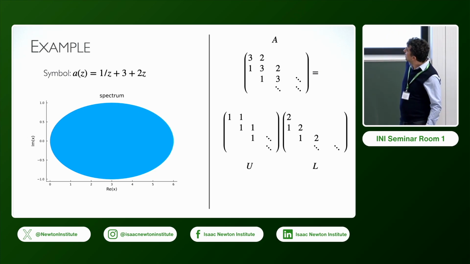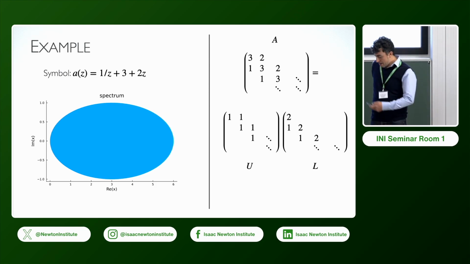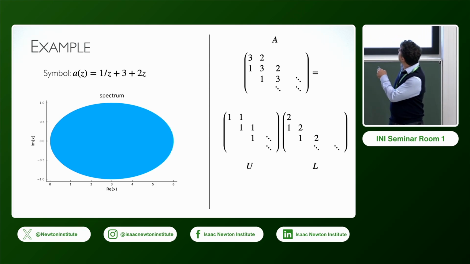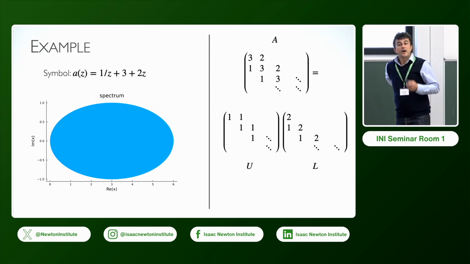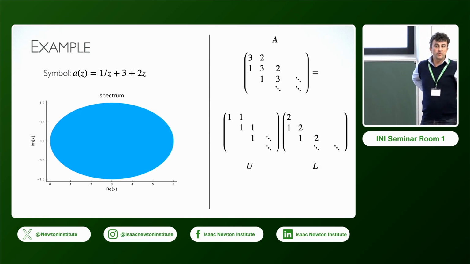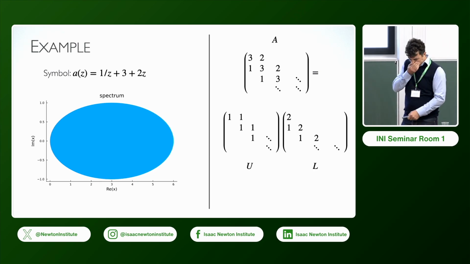But let's start with a simple motivating example, which is let's consider a simple tridiagonal Toeplitz matrix. And essentially our numerical goal is to compute its UL factorization.